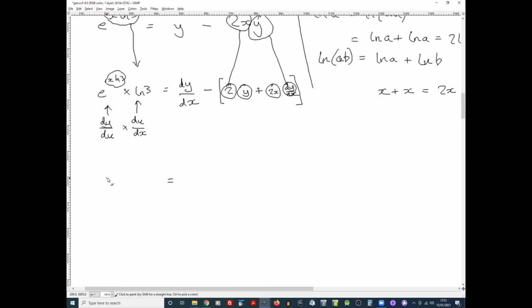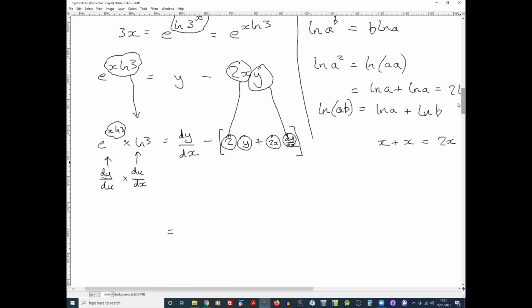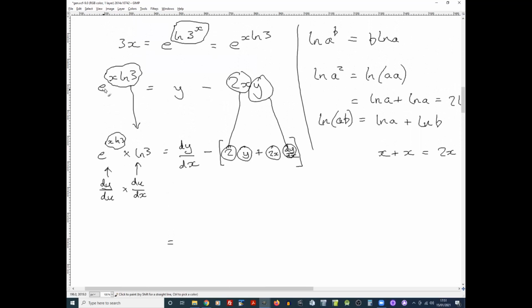Times so you get e to the x log 3. Yes, must simplify e to the x log 3. But where did we get it from? Where did we first write down e to the x log 3? When we were changing 3 to the power of x. Sorry, I had 3x written there, but it was 3 to the power of x.